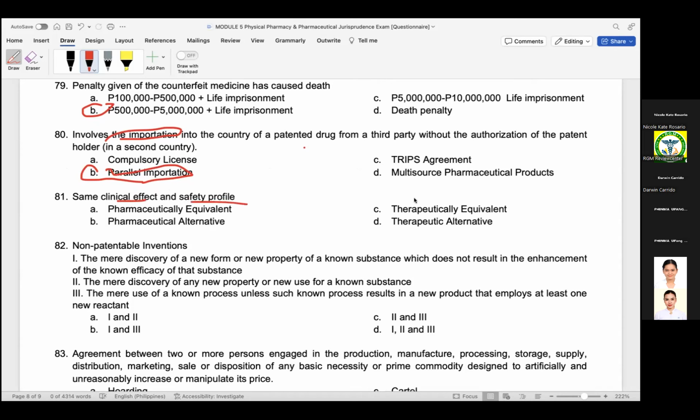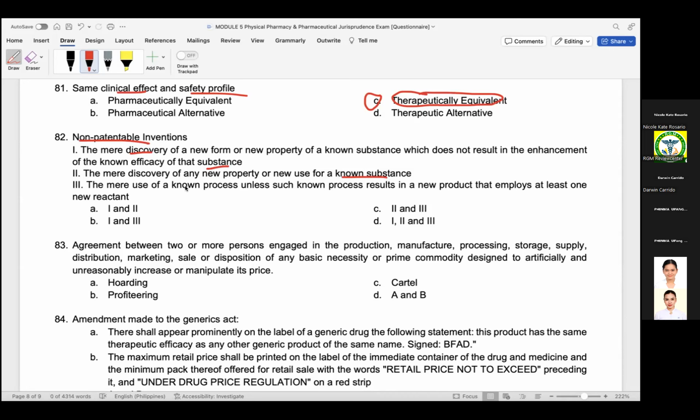Okay, number 82, non-patentable invention. So medyo mahaba, no? Ibig sabihin, ito yung hindi mo na pwedeng i-patent. Kapag naka-discover ka ng new form or property ng existing substance or known substance, or known process pero nakapag-generate ka lang ng new reactant, non-patentable lahat ng to. So the correct answer is 1, 2, and 3. Letter D.